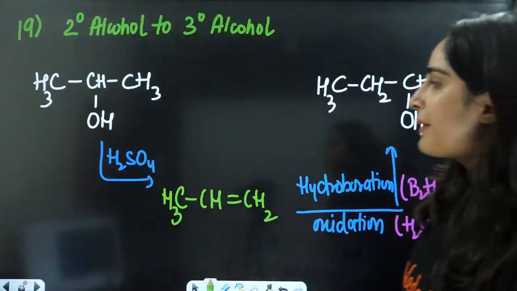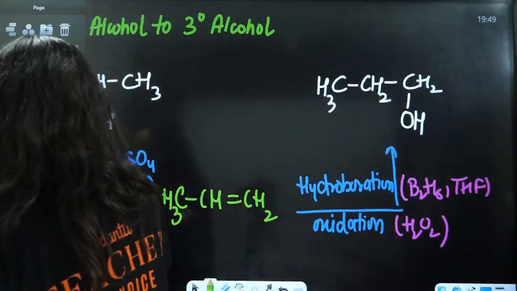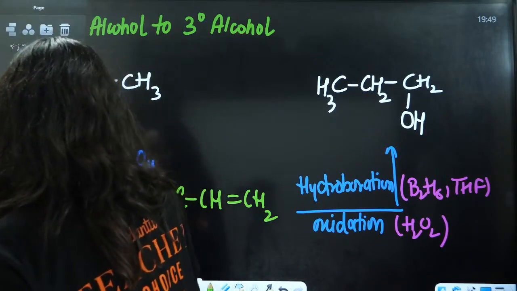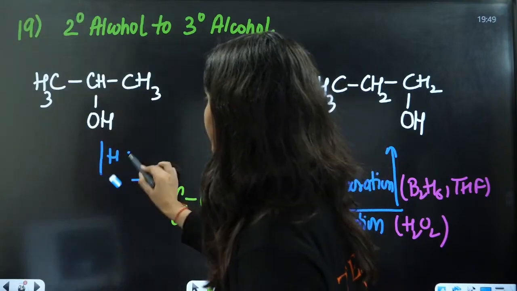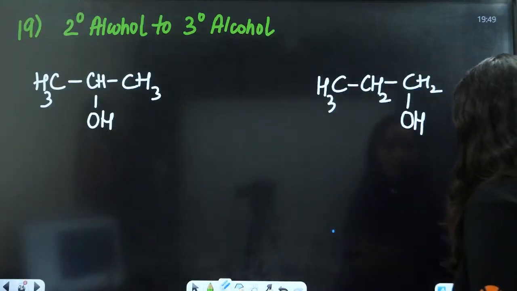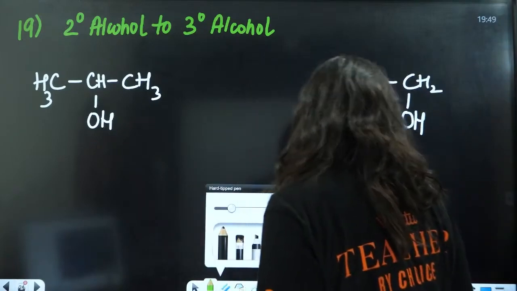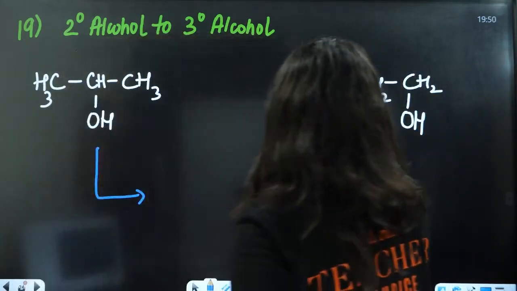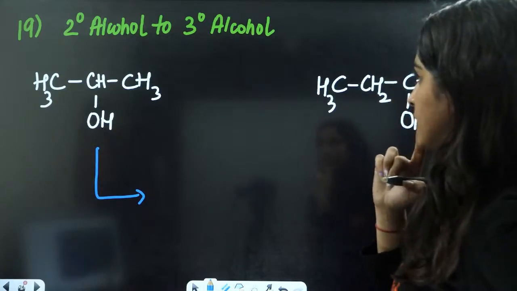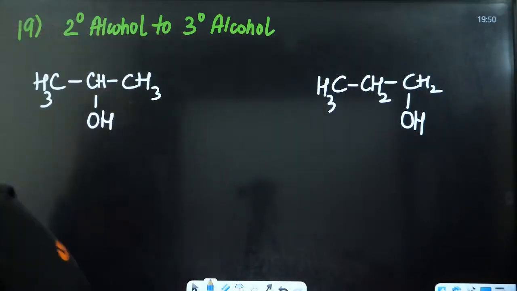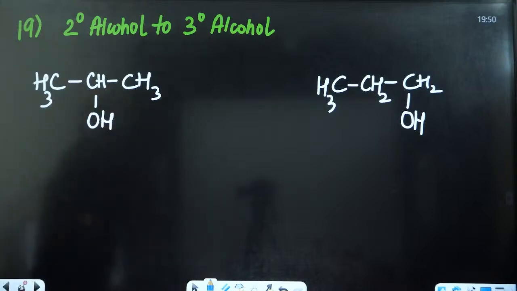What is another method? We can also do this by one more method. Firstly, you can convert it into carbonyl... no, I think this is the perfect method. I think this is a much easier method, right? Okay, understood this?